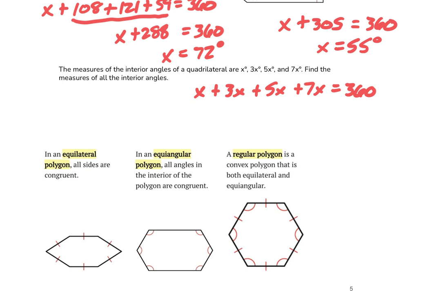Once again, the key word in this problem is that it's a quadrilateral. That tells me it's 4 sides. We know immediately that it is 360.